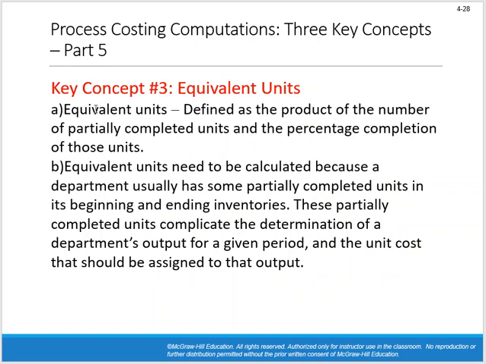And then key concept number 3, this one's really important. It's the idea of equivalent units. Equivalent units are the product of the number of partially completed units and the percentage of completion of those units. What they mean by product is that we multiply. So we're going to multiply the number of partially completed units and the percentage of completion of those units. And we need to calculate those equivalent units because the department is almost always going to have some partially completed units in its beginning and ending inventories. These partially completed units complicate the determination of our output for a given period, and they would impact the unit cost that should be assigned to that output. So we need to factor in the equivalent units. We can't just ignore them.